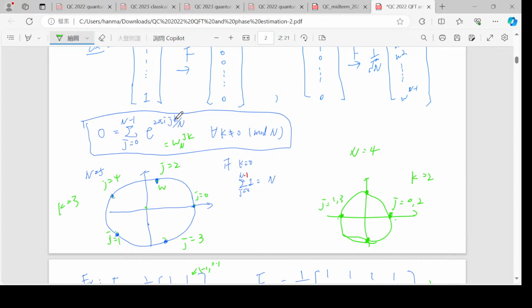So this is a nice relationship to remember. This is e to the 2 pi jk, summed over j equal to 0.